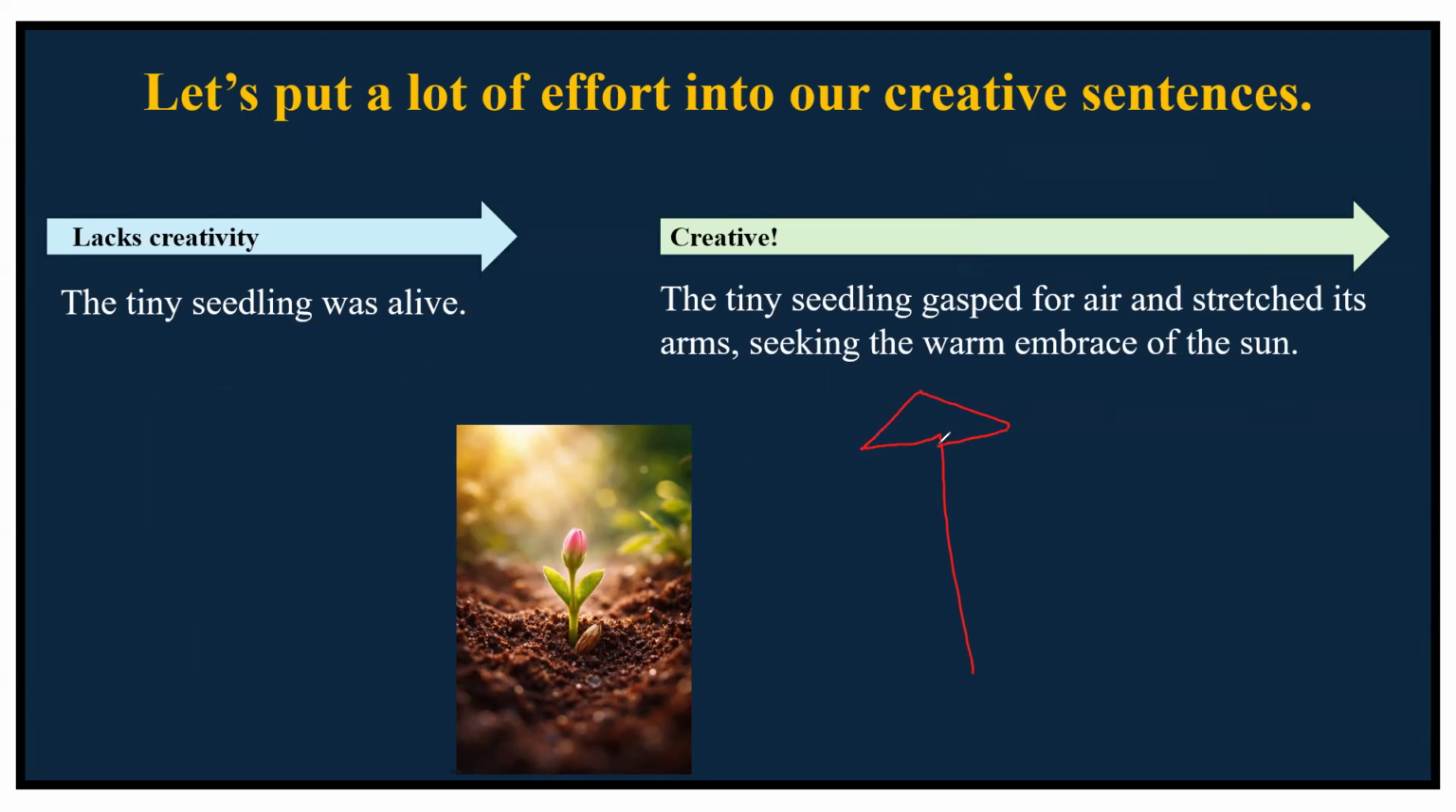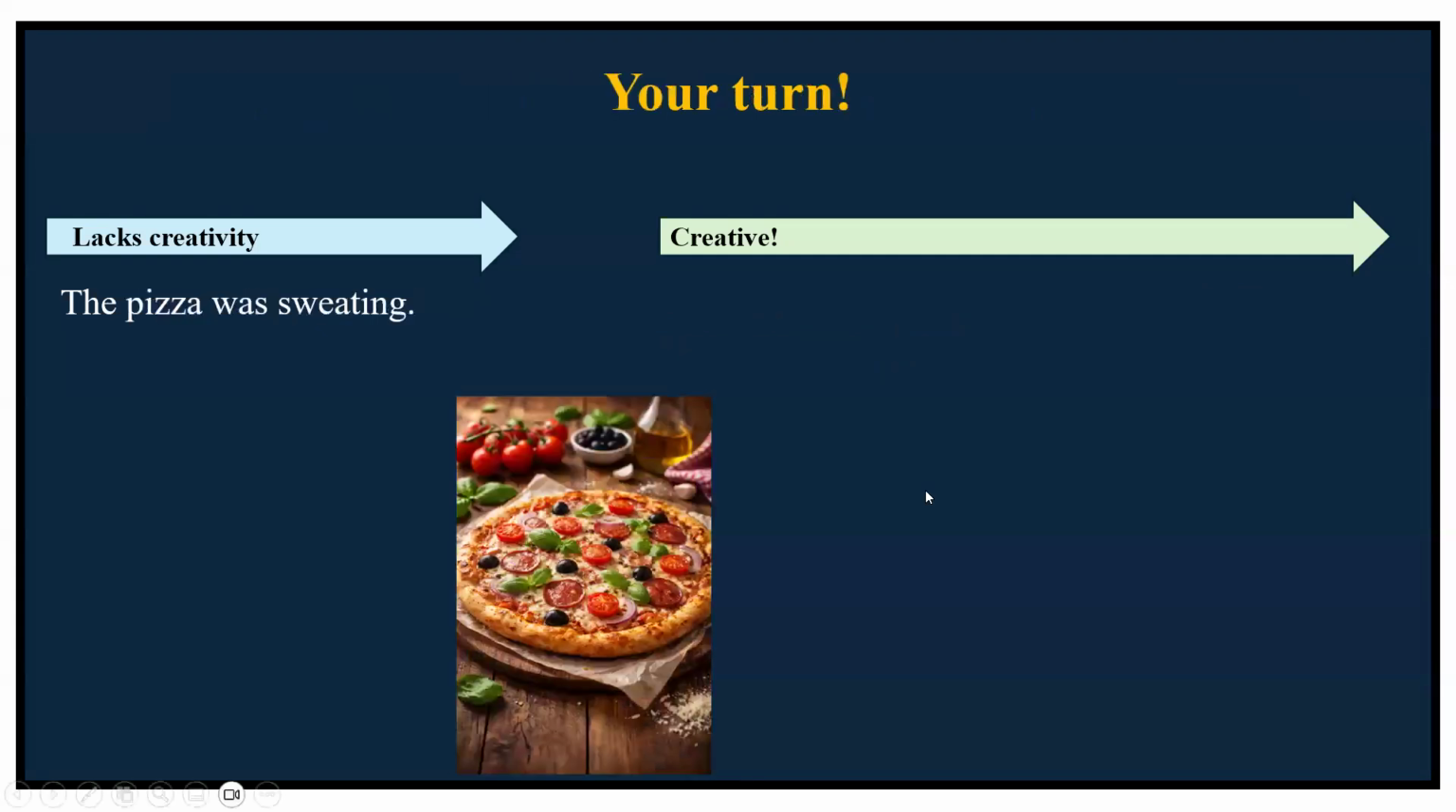Okay? Right, your turn. I'm going to show you a new picture. I'm going to read a sentence that lacks creativity, and then what I'd like you to do is write a sentence about it, which includes personification. Okay? So this is going to be tough because we've got a pizza on the screen, and it's going to seem quite bizarre making the pizza behave like a human being, but I know you can do it. So I wrote the pizza was sweating.